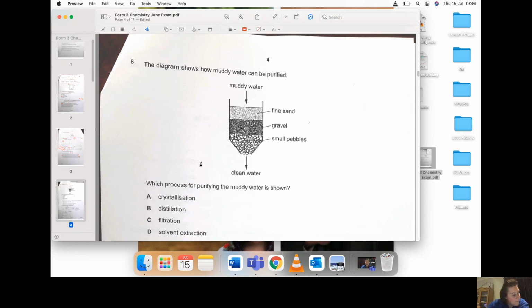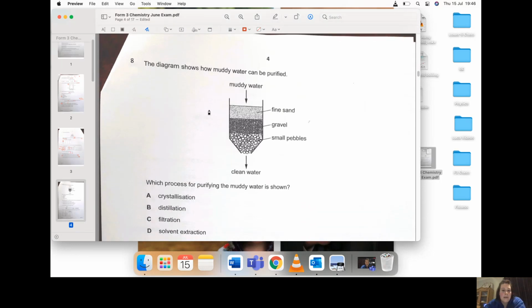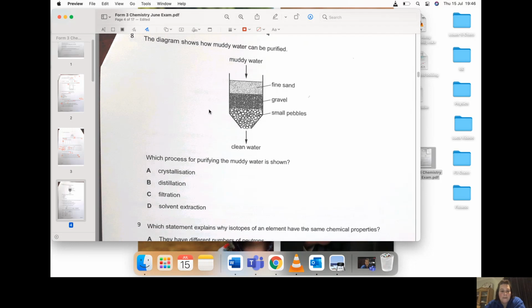Right, number 8. The diagram shows how muddy water can be purified. Which process for purifying the muddy water is shown? Okay, this is easy, filtration. You're filtering the water through the sand, the gravel, and the small pebbles. It's not crystallization, that's when you leave something to form crystals. Certainly not distillation, that's when you boil it. Solvent extraction, who even knows what that is? So your answer for number 8 was C.